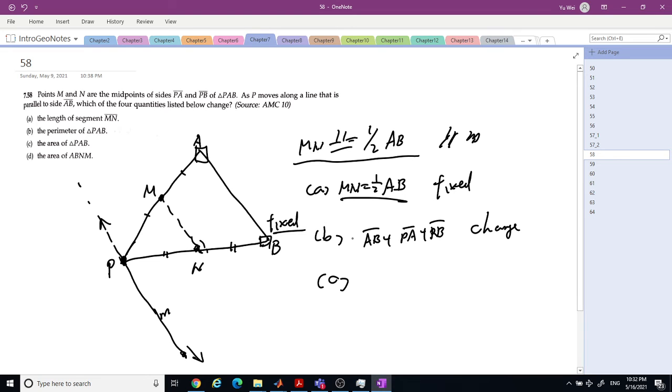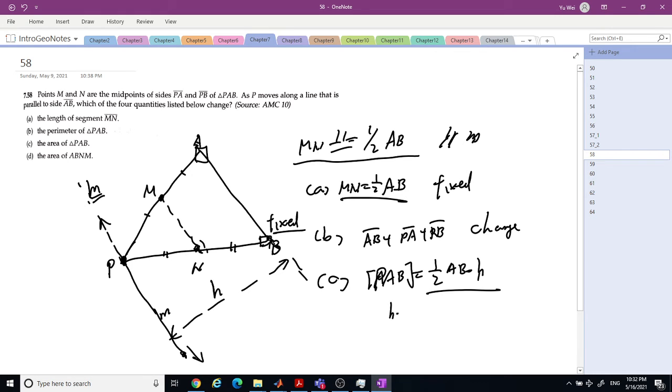C, the area of the PAB. So the area of the PAB, the distance is h. So the area of PAB is equal to half of the AB times h, right? Since these are two parallel lines, the distance between the AB and M is constant. So the h is fixed, and the AB is fixed. So this is fixed.